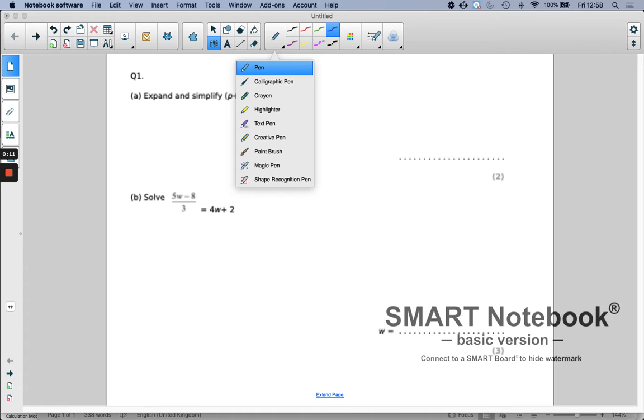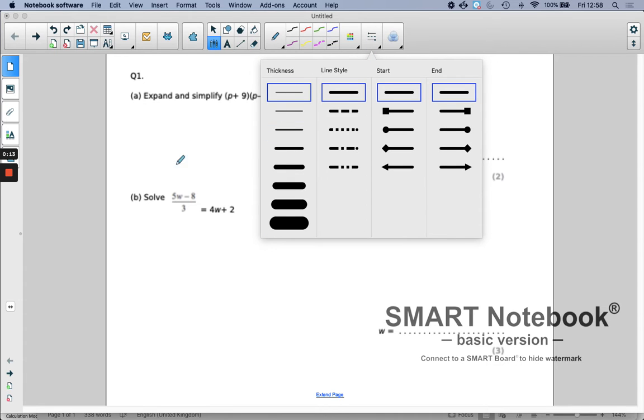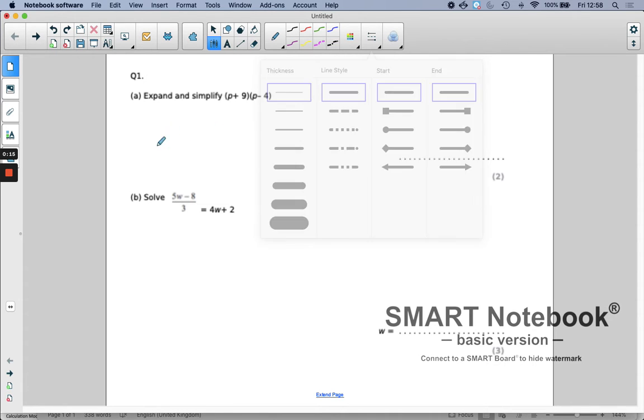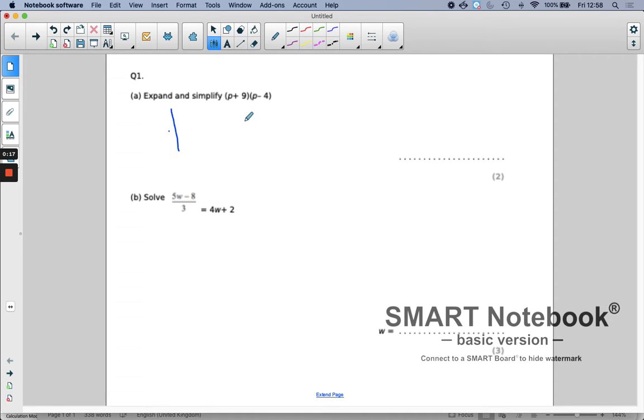We've got that we need to expand and simplify. Now, expanding and simplifying, we should know straight away that we're going to draw a grid. Okay, so I'm going to draw a multiplication grid out. I should have P plus 9, P minus 4.